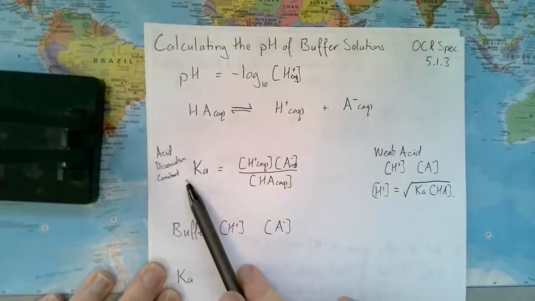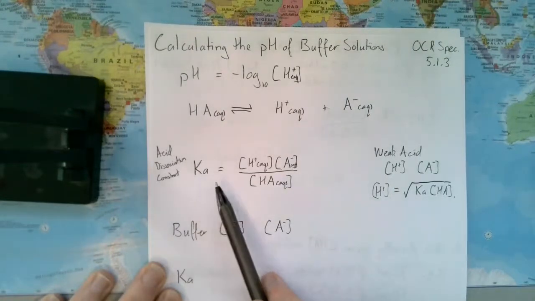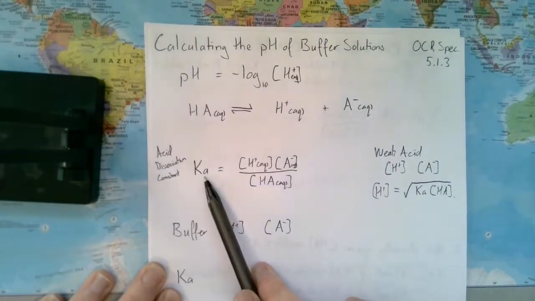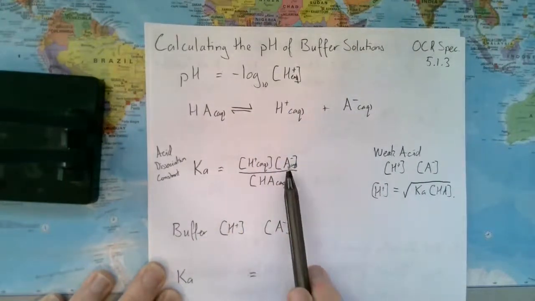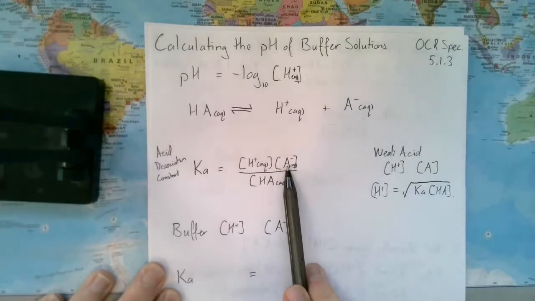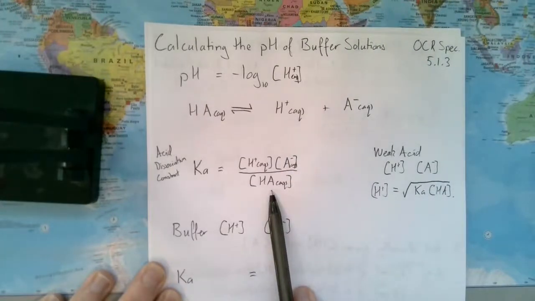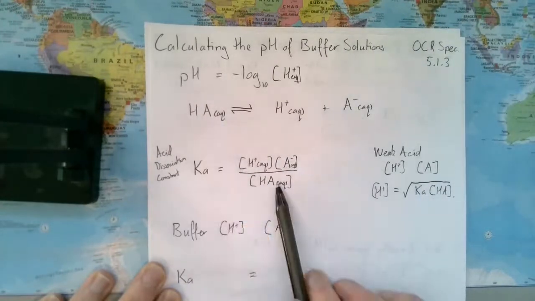You should already be aware of the acid dissociation constant. So that's Ka, and it's essentially products over reactants: the concentration of H+ multiplied by the concentration of the conjugate base, divided by the concentration of the weak acid itself.